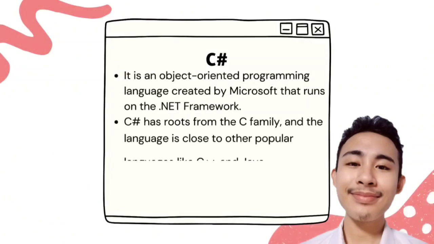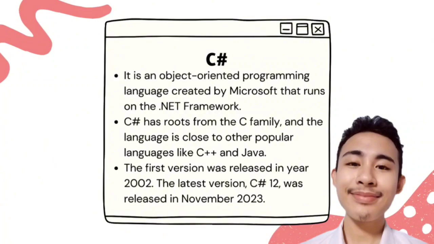Let's start with the C# programming language. What is C#? C# is an object-oriented programming language created by Microsoft that runs on the .NET Framework. C# has roots from the C family, so the language is closer to other popular languages like C++ and Java. The first version was released in 2002. The latest version, C# 12, was released in November 2023.